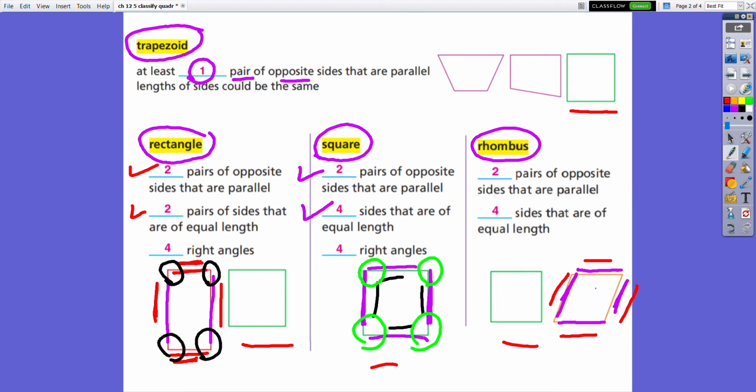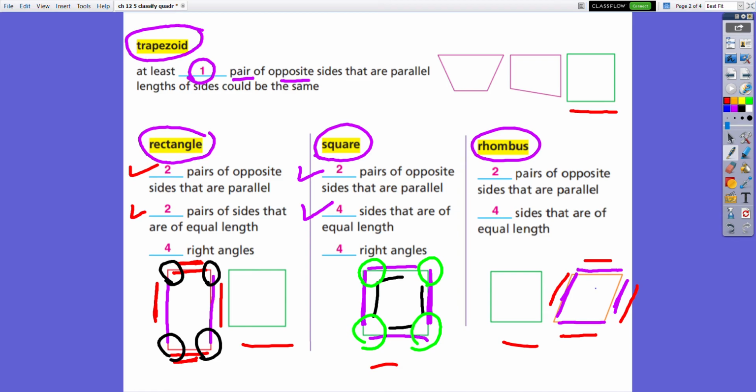As we said again and again, all of those four different shapes are considered under the quadrilateral family because all of those have four sides, four angles. But there is something special about each one. Trapezoid has one pair of opposite sides that are parallel. Rectangle has two pairs of opposite sides that are parallel, two pairs of sides of equal length, and four right angles.